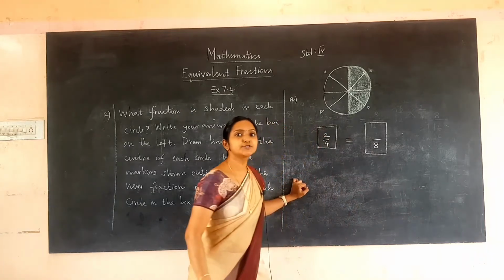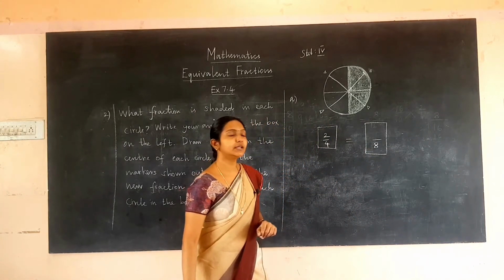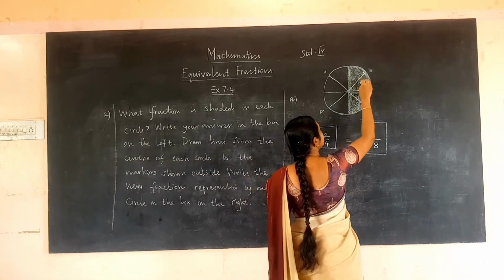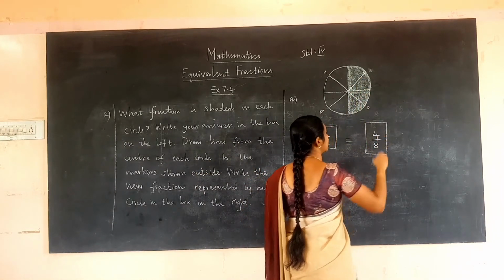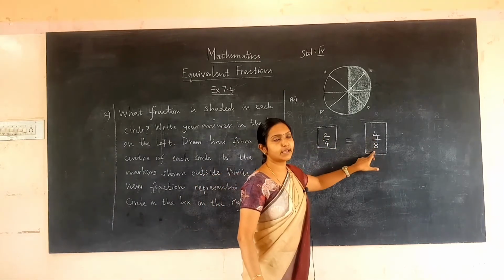So, total parts should be written in the denominator. Parts that are colored should be written in the numerator. 1, 2, 3, 4. 4 parts are colored. So, 2 by 4 is equivalent to 4 by 8.